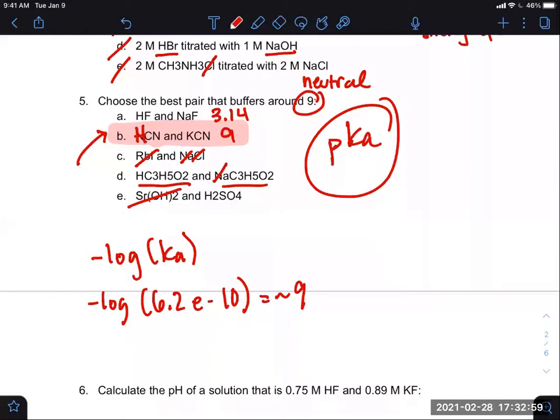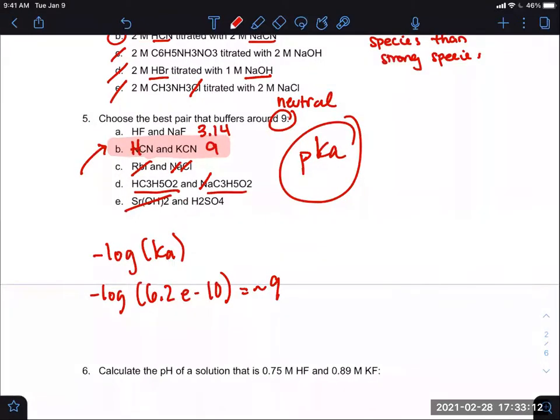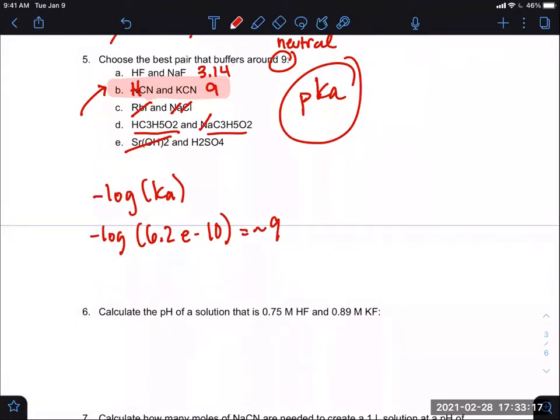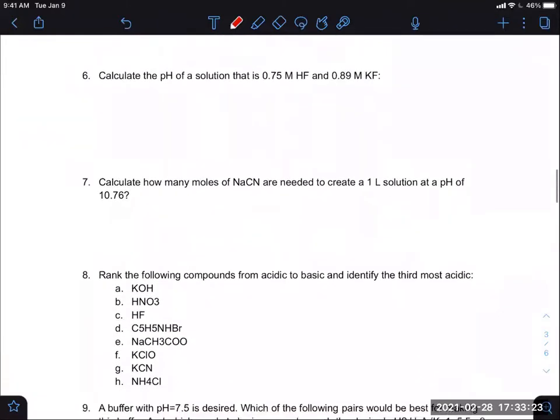No matter what, you'll be given the Ka's and Kb's for everything. Even if it's not on your Ka table, it'll be given in the problem. So you'll never be helpless. Don't worry about that. As long as you understand the point, hopefully, that is what is important here. Just look for the pKa and then have it match the pH. Okay. So next problem.